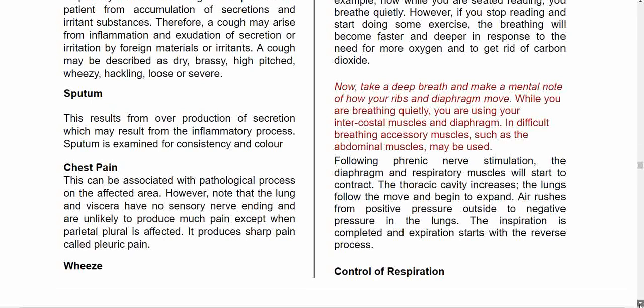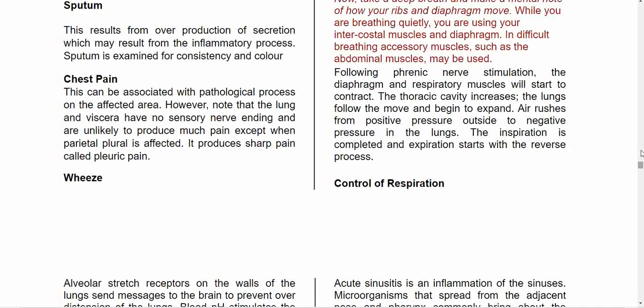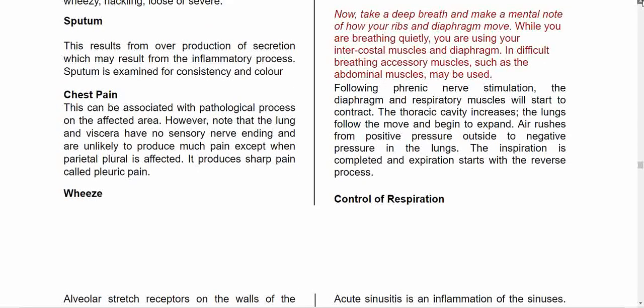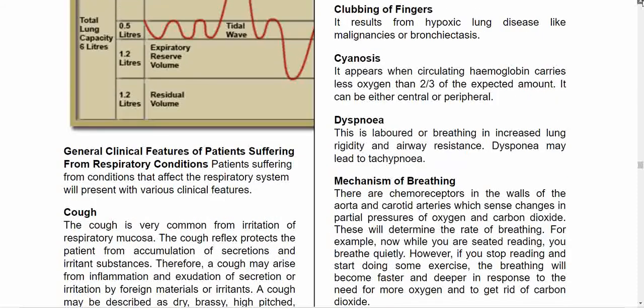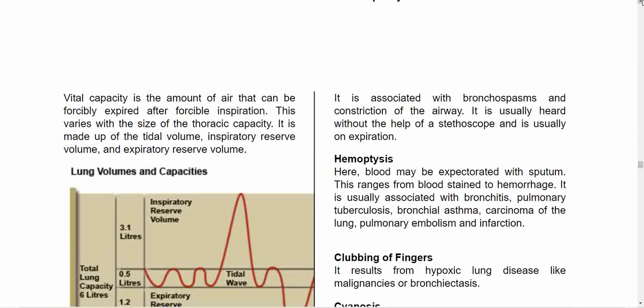Another clinical feature is wheezing. And on wheezing, what is important? When you talk about wheezing, you have to know it is something related to a constriction, sort of, when somebody inhales air or oxygen. So it is associated with bronchospasm. Bronchospasm means that the bronchus is narrowed, a constriction of the airway. It is usually heard without the help of a stethoscope, and usually on expiration, when this person is expelling or removing oxygen.